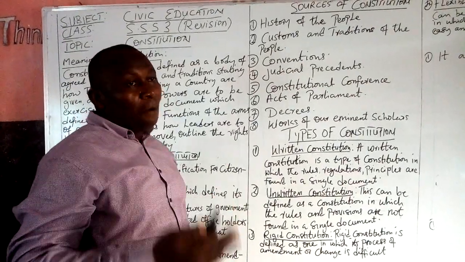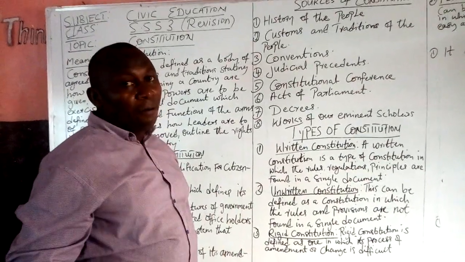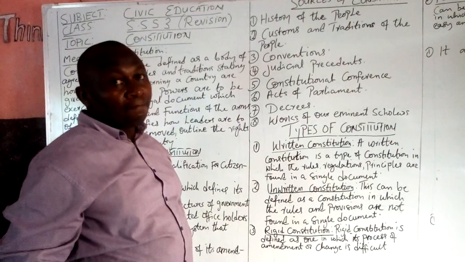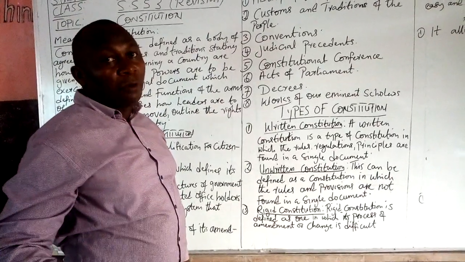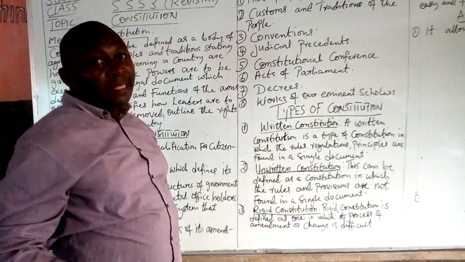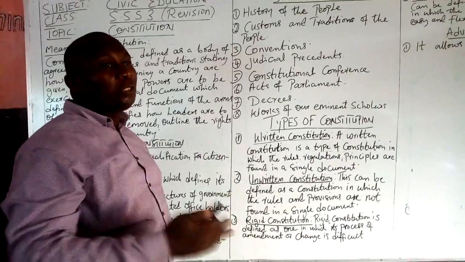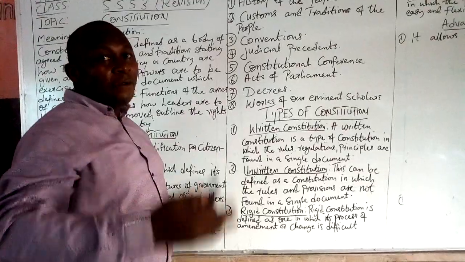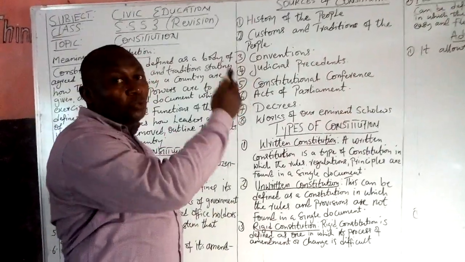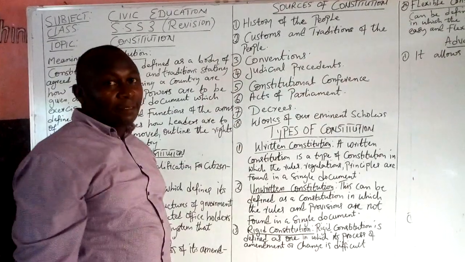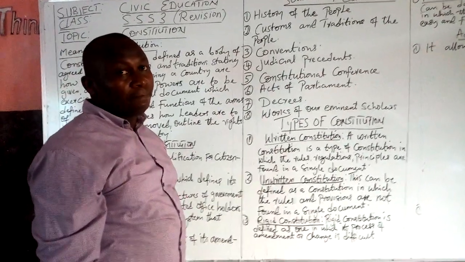In Nigeria, we have fought a civil war before. It's a history in this country. We have entered some treaties with other countries. It's a history in this country. There are certain events that have happened in this country that will help us when reviewing our constitution or forming a constitution that will guide us on how to do it. History of the people is very important when forming a constitution.